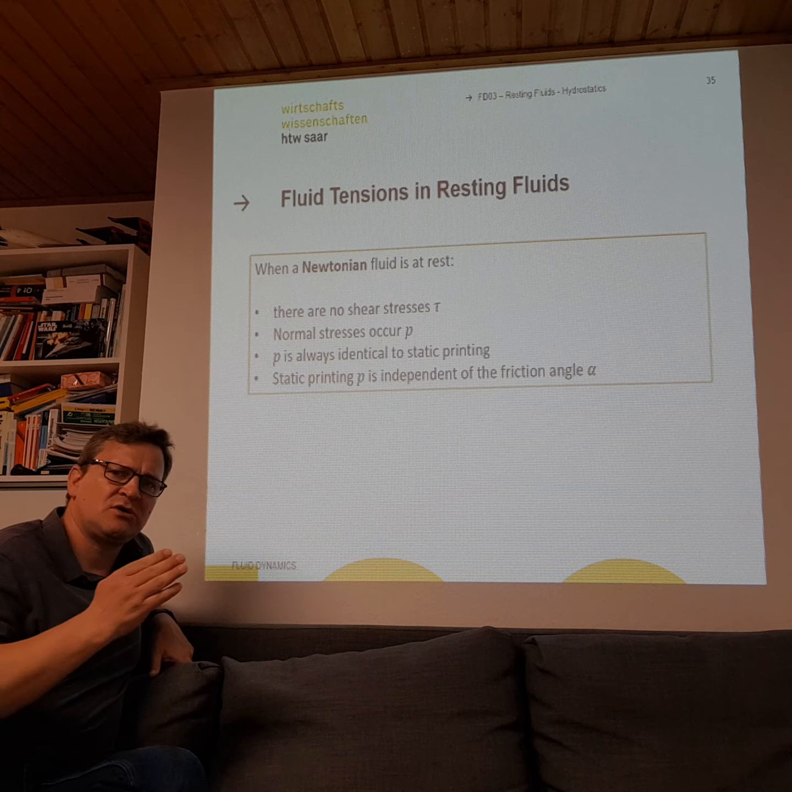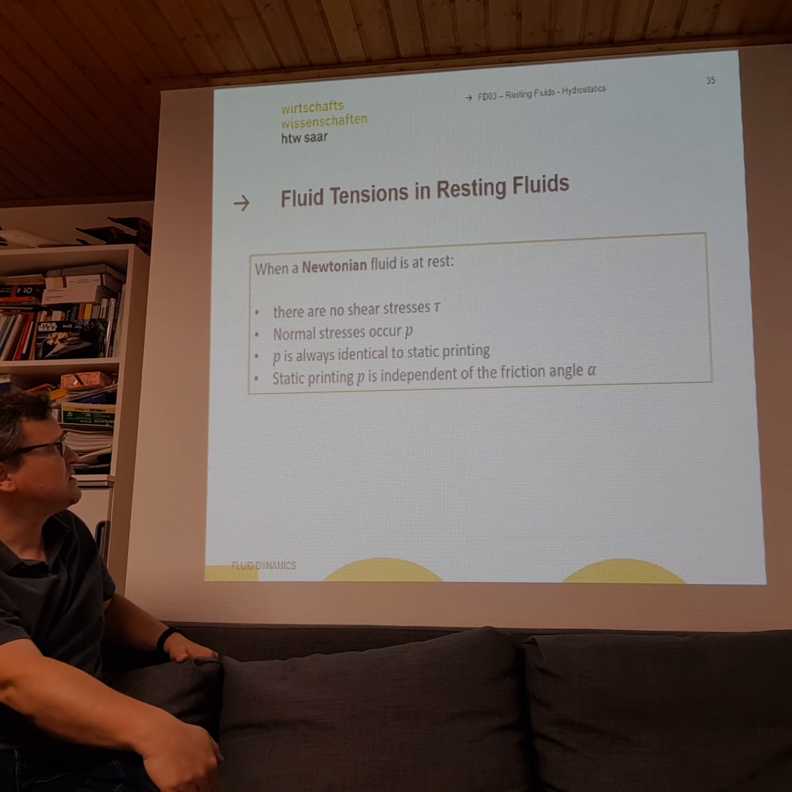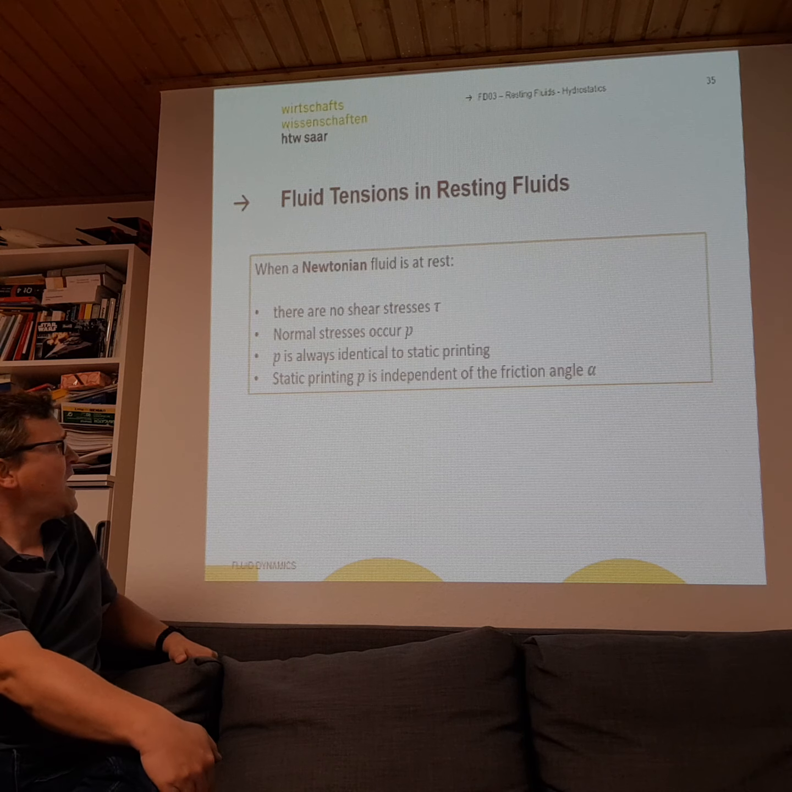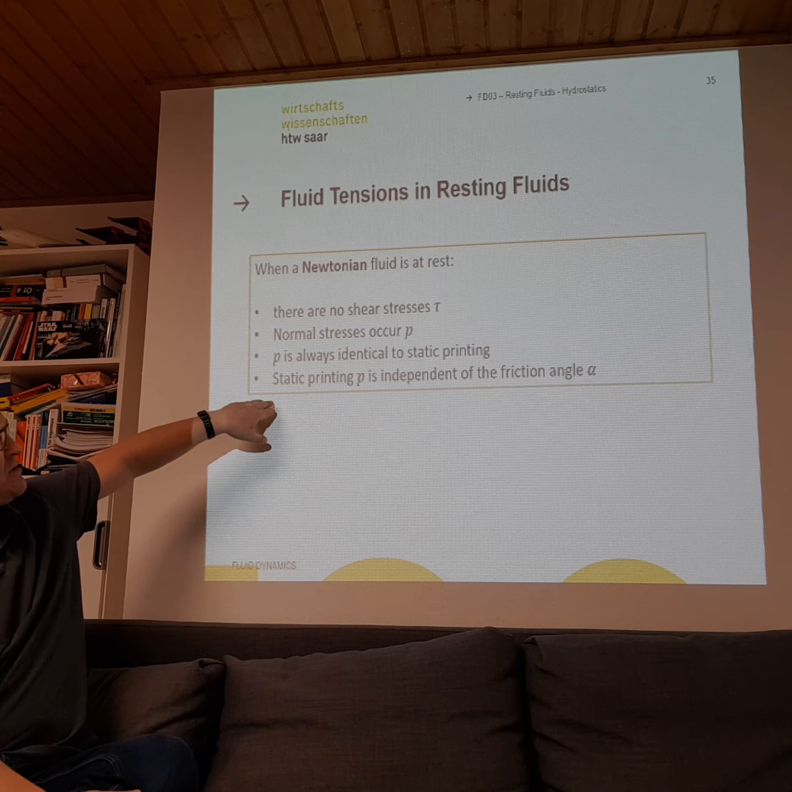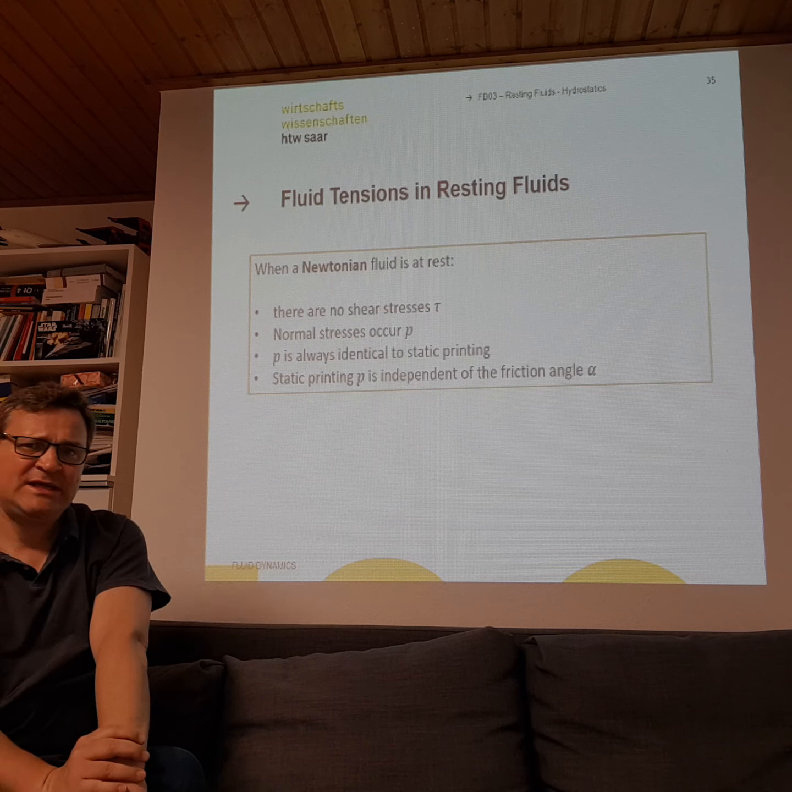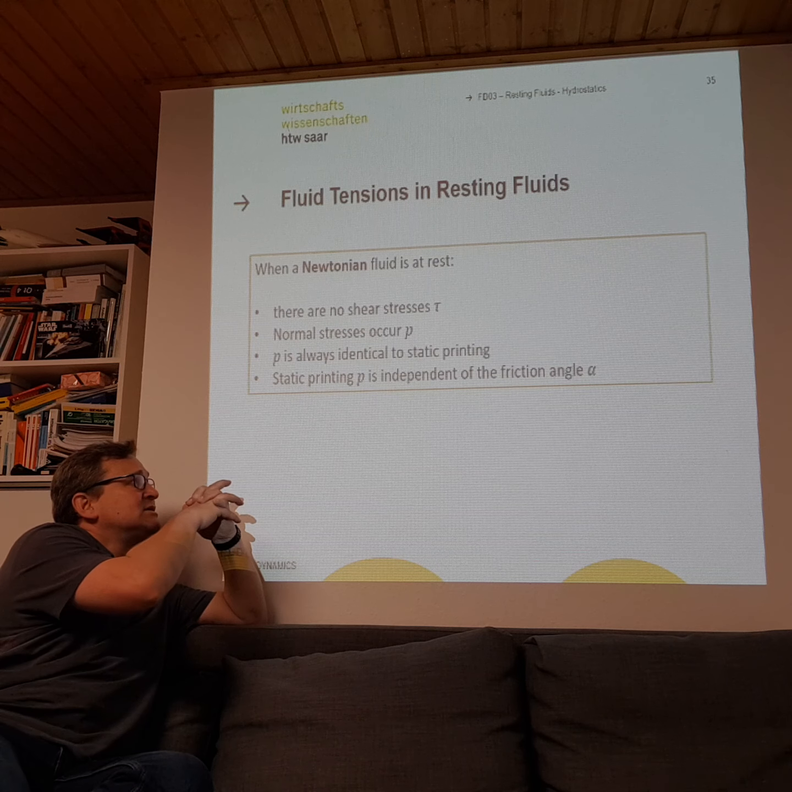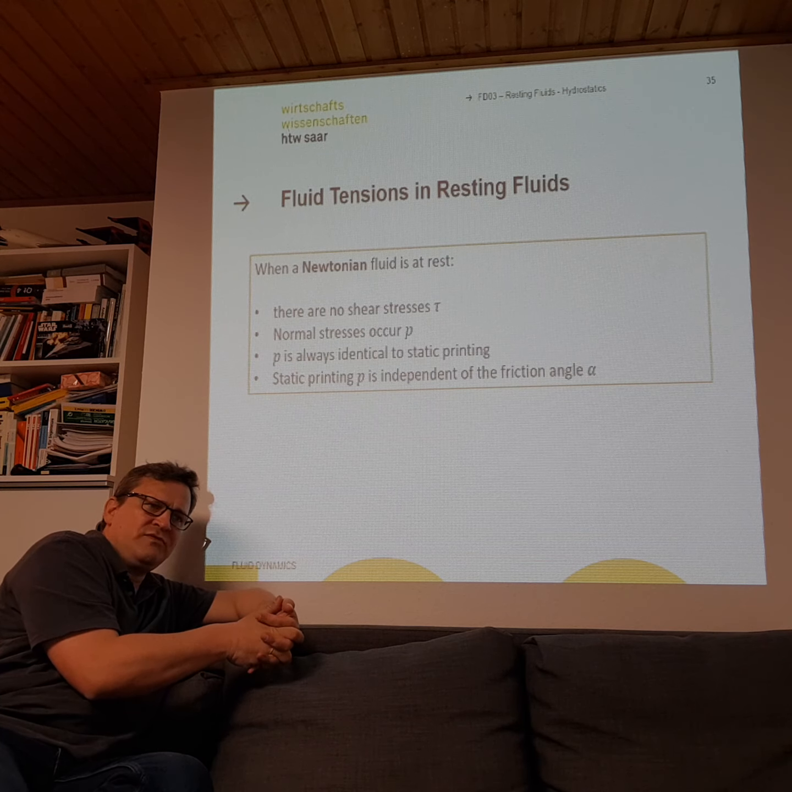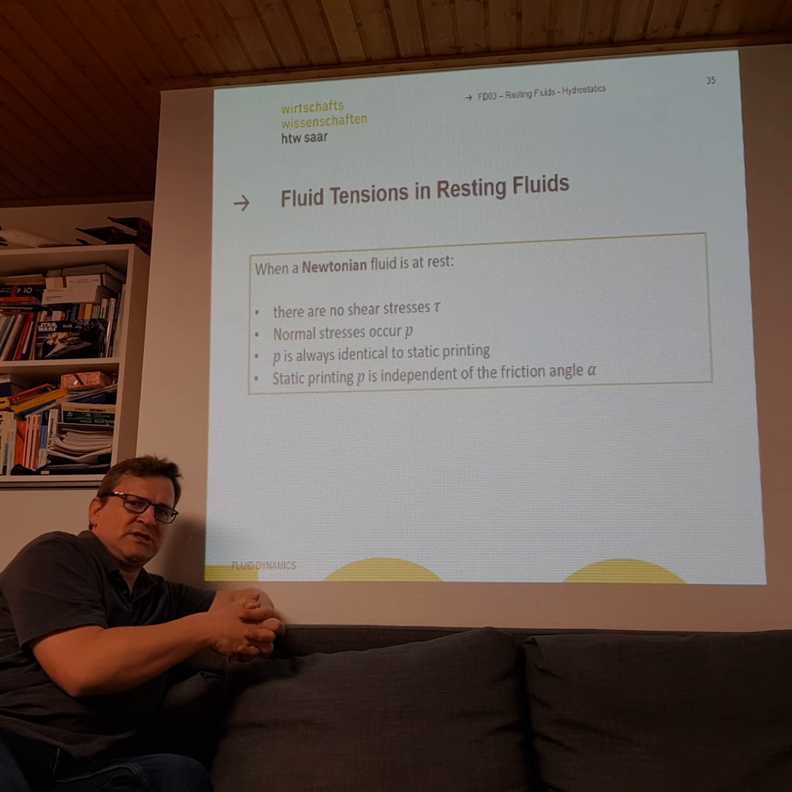If we have the walls of a vessel with a fluid inside, we get normal pressure, we get normal stresses in the walls depending on the weight. And one thing that has to be mentioned also: inside fluids, the static pressure, if there is no movement, will never depend on any angle. That has something to do with the hydrostatic paradox I explained to you before.